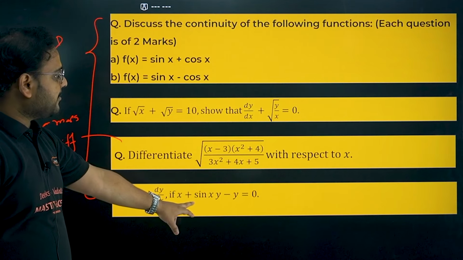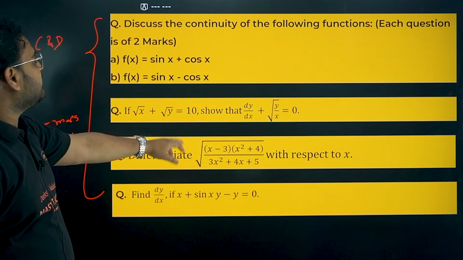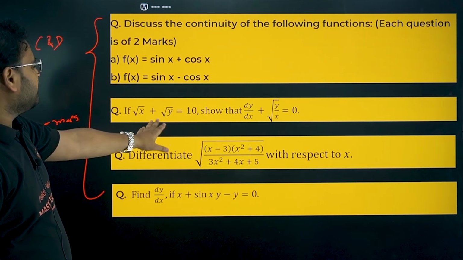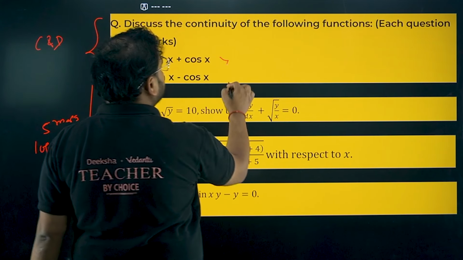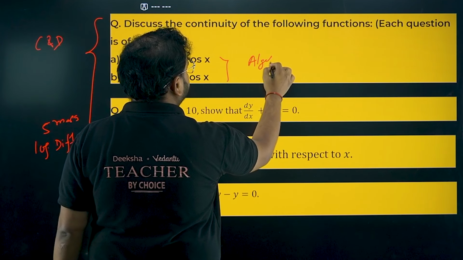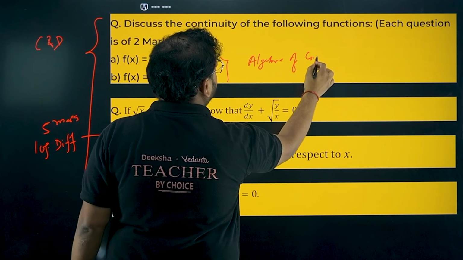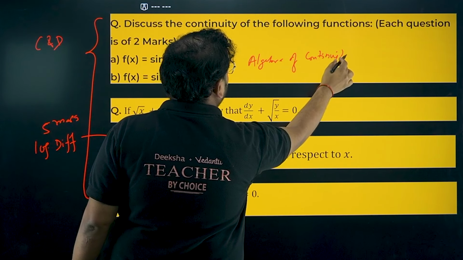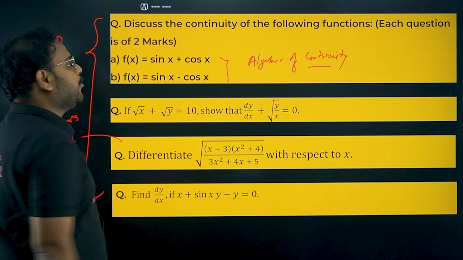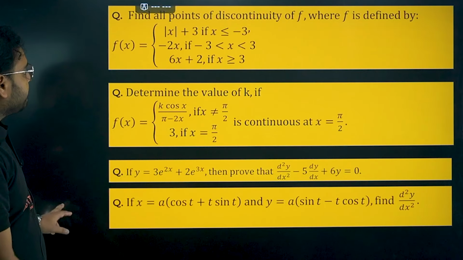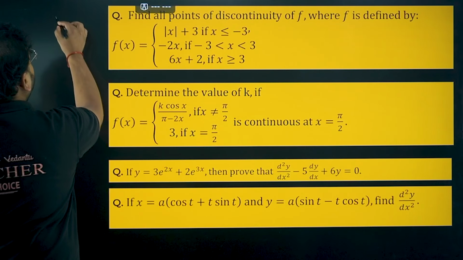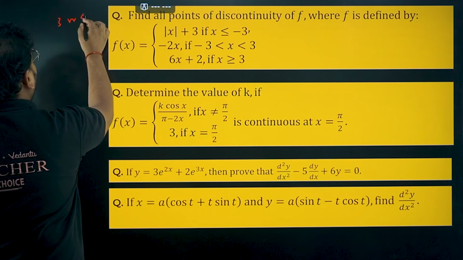Again, this is your implicit function derivative. This is again implicit function derivative. And no, this one is a simple derivative, not an implicit function derivative. These two are algebra of continuity. Remember, sin x and cos x are both continuous, meaning sin x plus cos x will also be continuous, that concept, okay? Next up, this will come for 3 marks or 4 marks.